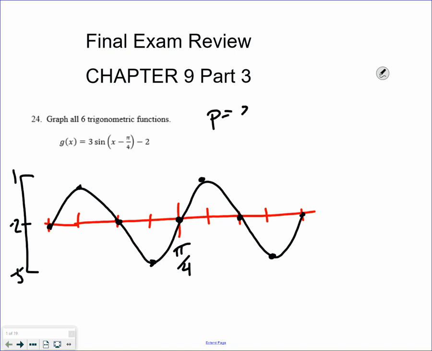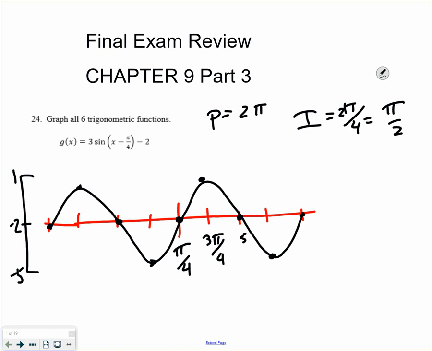Normal period length is 2 pi divided by b. Since there isn't a b value here, then the period length for this one is 2 pi. The interval length then, interval is always taking the period length divided by 4, because there's 4 quadrants going around. And so now we're going to add pi over 2 going to the right and subtract pi over 2 going to the left.